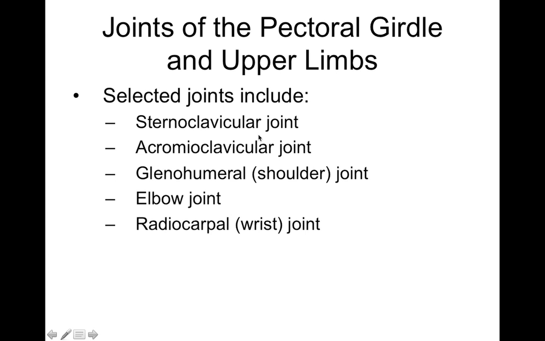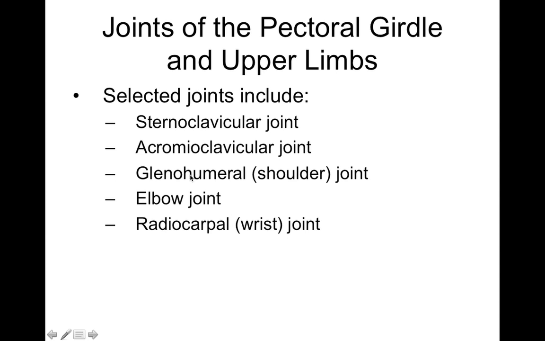These are where the clavicle attaches, right? So what two bones does the clavicle attach to? The sternum and the scapula. At the sternal end, the clavicle attaches with the sternum, and that's actually a synovial joint, so it's freely movable. At the acromial end, the clavicle attaches with the acromion process on the scapula. That's also a synovial joint, which is interesting.